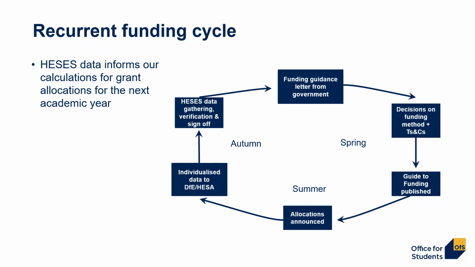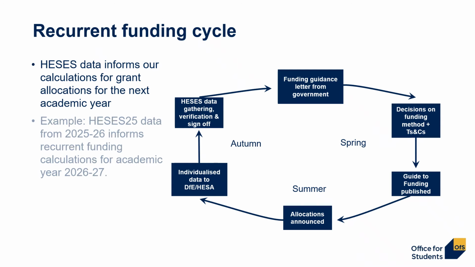Data from each HESES survey informs our grant calculations for the following academic year. So, as an example, HESES 25 data will inform funding for the 2026-27 academic year. This is shown in the top left-hand part of this diagram. Once all HESES data has been signed off, work on calculating allocations starts each year when we receive our government guidance letter, which defines the total funding available to us. This is shown at the top of this diagram.